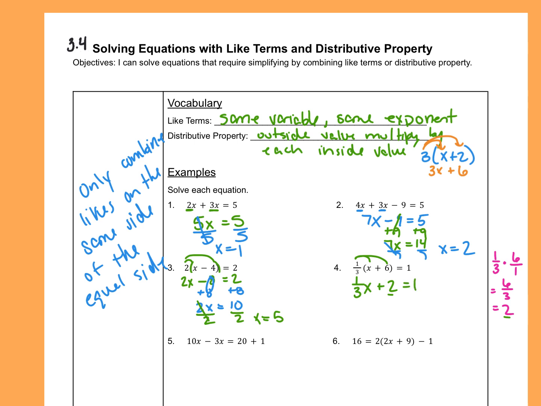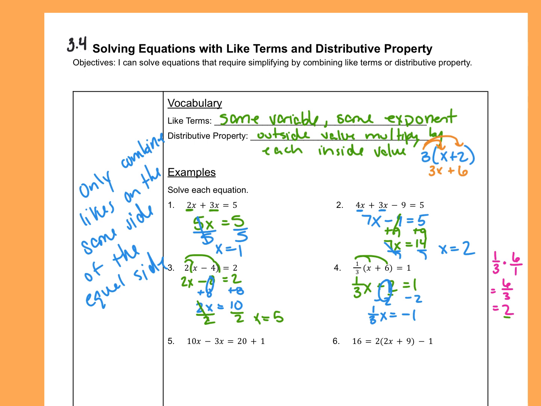Now I've got a two-step equation to solve. So we always want to undo addition and subtraction first. So I've got to get rid of this plus 2 by doing minus 2 to both sides. We always got to keep it balanced. This cancels out because it makes 0. So I still have that 1/3 x is equal to 1 minus 2, which is negative 1.